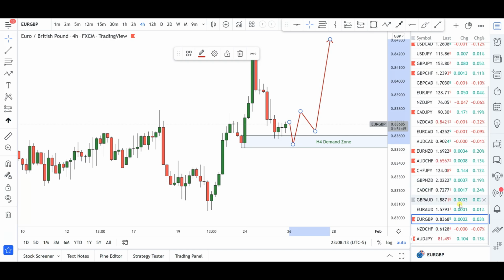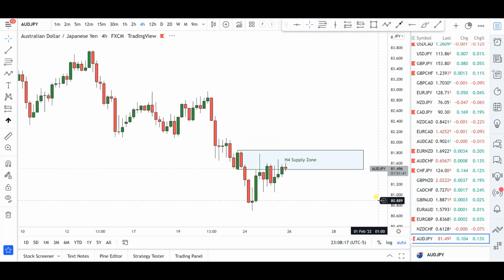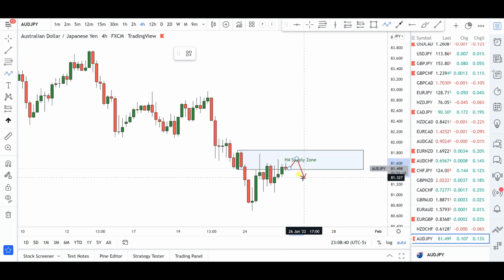All right, now the last but not the least is going to be Australian dollar, Japanese yen, and in this particular currency pair, just like the other yen crosses that we analyzed, you can see right now price gave us this nice supply zone, and price is dipping in and slowly but surely finding resistance in that particular supply zone. So I would not be surprised if from here price gives us let's say a nice bounce to the downside, and from here we might get another nice push to the downside.